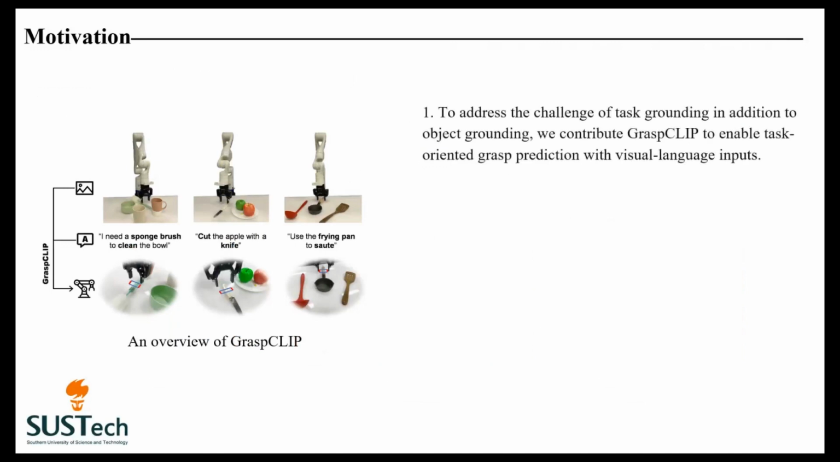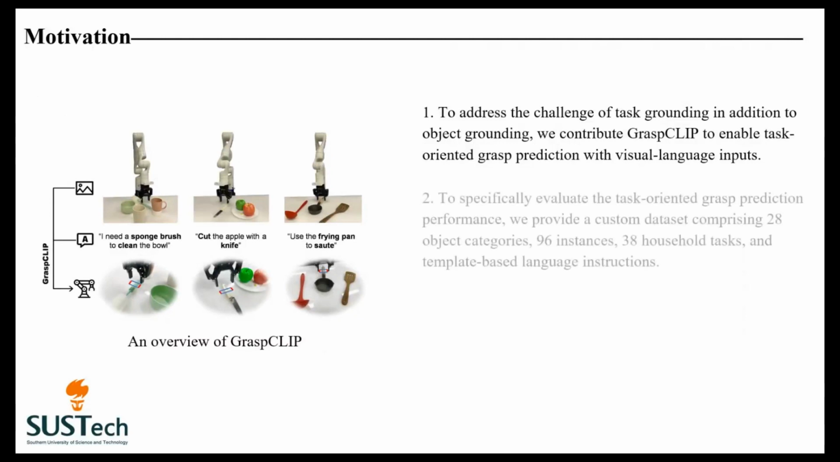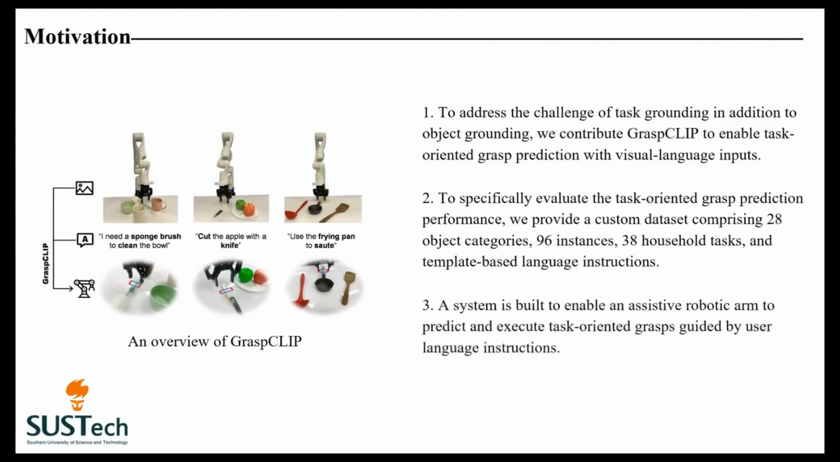To answer this question, we propose GrassClip, which addresses the challenge of task grounding in addition to object grounding to enable task-oriented grasp prediction with visual language inputs. To specifically evaluate the task-oriented grasp prediction performance, we provide a custom dataset comprising 28 object categories, 96 instances, 38 household tasks, and template-based language instructions. A system is also built to enable an assistive robotic arm to predict and execute task-oriented grasps guided by user language instructions.